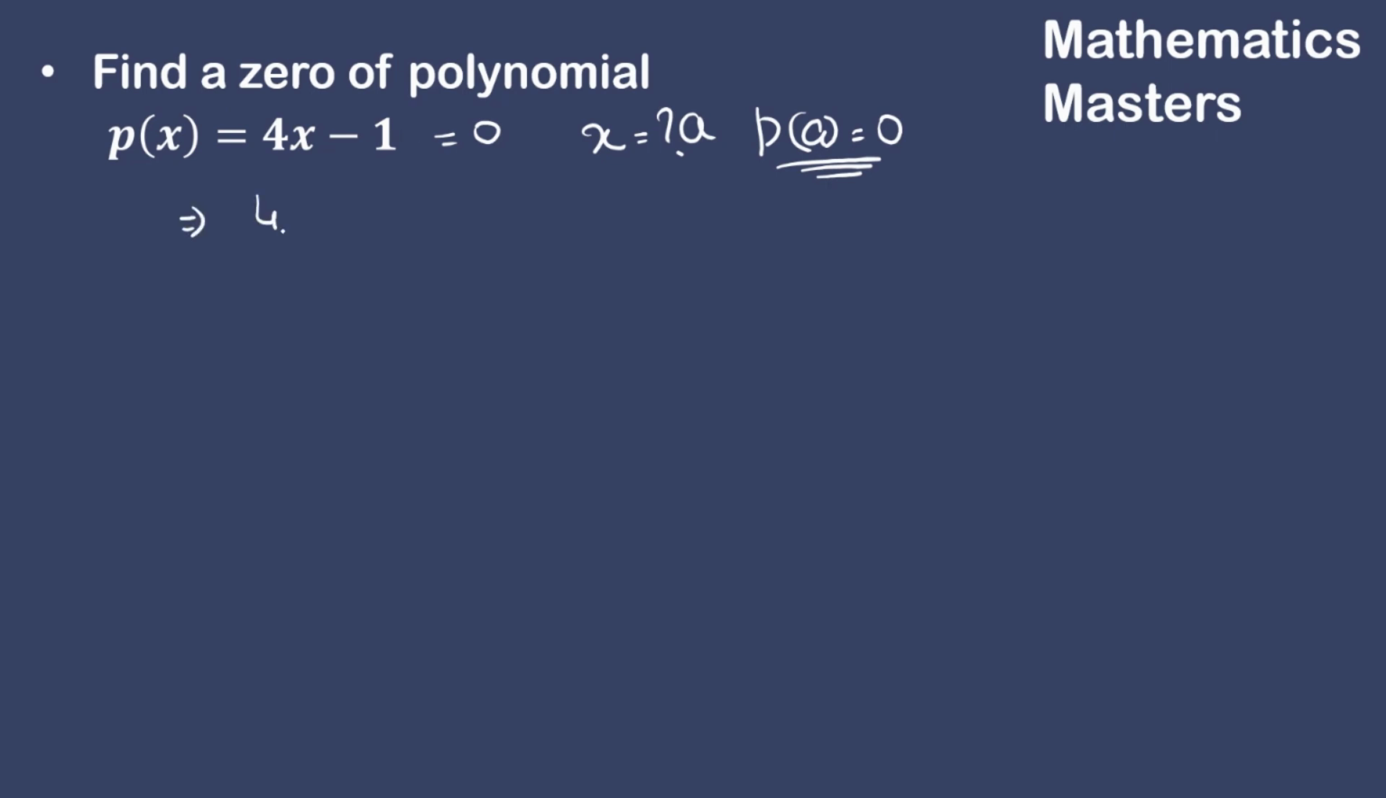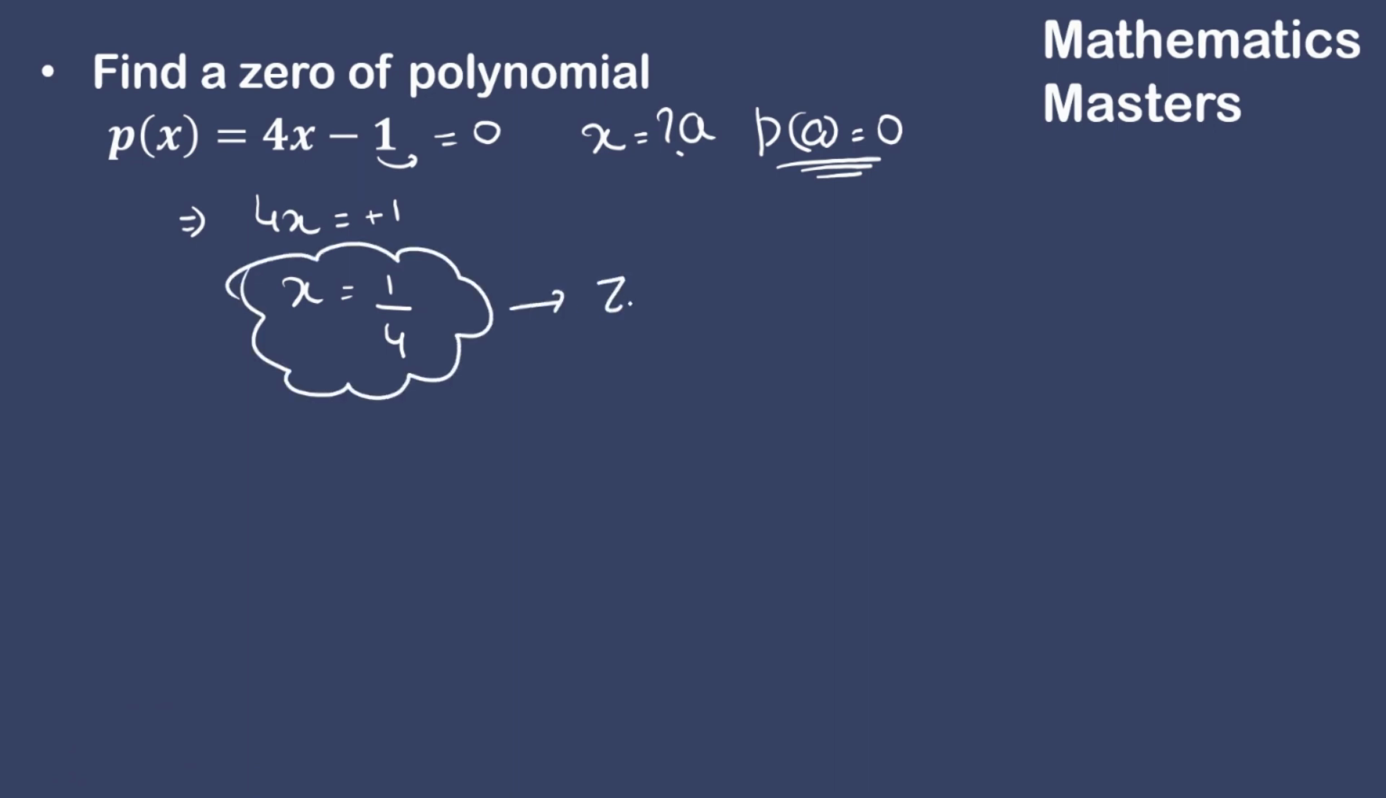We transpose the minus 1 first. When minus 1 goes over there, it becomes plus 1, and 4 is multiplying with x, so on the right side it will go in the denominator. So we have 1 over 4. That means x equals 1 over 4 is the zero of the polynomial.